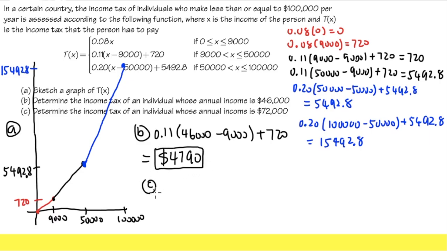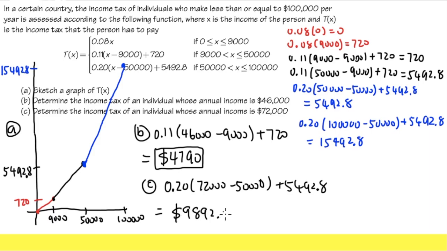Yep. Okay, part C. Well, now we have another person. The person makes $72,000. So that means we will have to look at this right here. So we plug in the x right here, right? So we get 0.20 times 72,000 minus 50,000 here, and then plus 5,492.8, and work this out on the calculator. We will get, ready, $9,892.80. And as I told you guys in your class, the more you make, the more you pay. Yep, just like that.